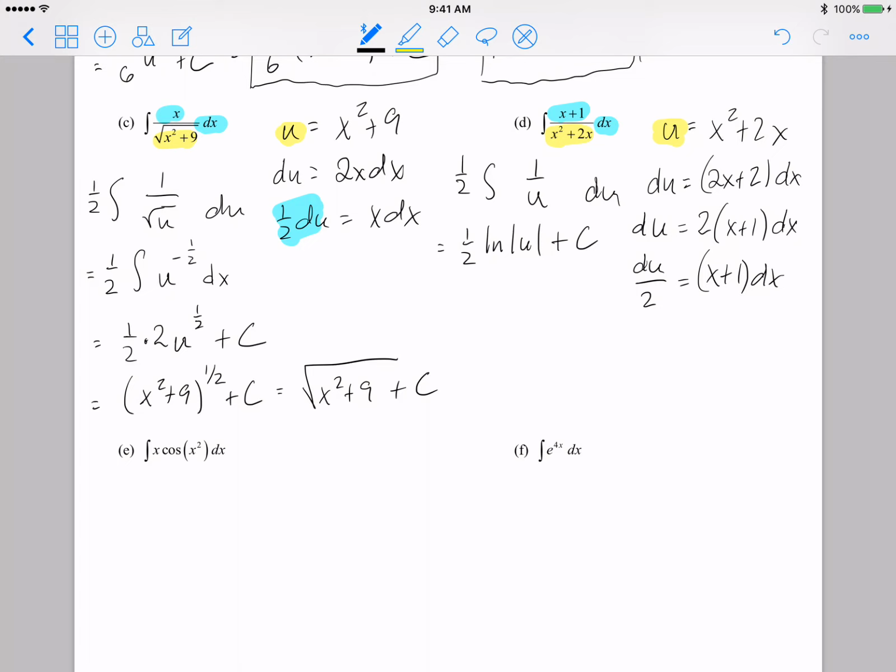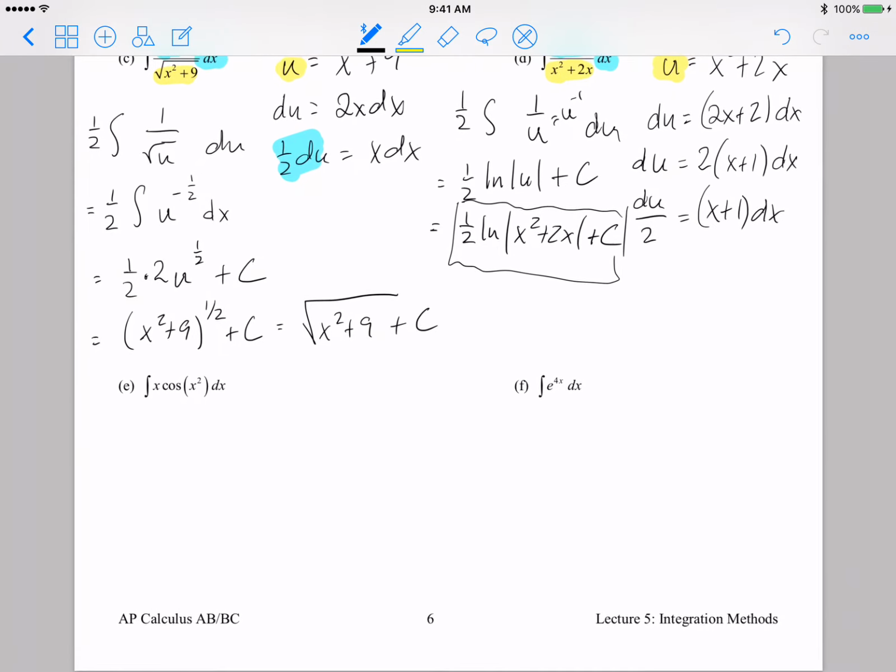And just to kind of reiterate why that is, remember that this is u to the negative 1. And if I try to increase the exponent by 1 and divide, I can't do that because I'd be dividing by 0. And that is how you should think about why you need to use the log rule as opposed to the power rule. Okay, so our final answer here is going to be 1/2 the natural log of the absolute value of x squared plus 2x, and then plus our c.